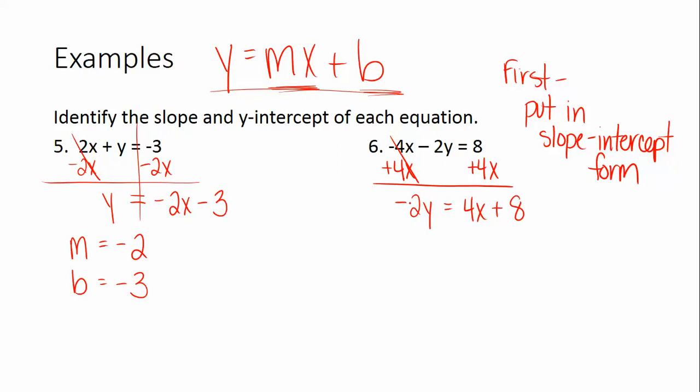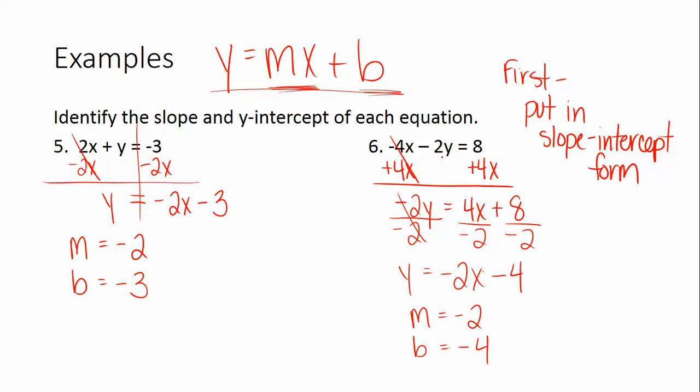Now we need to get rid of this coefficient on the y. This is negative 2 times y. So we get rid of negative 2 through division, but you have to divide everything by negative 2. So we get y equals 4 divided by negative 2 is negative 2x, and 8 divided by negative 2 is negative 4. So negative 2x minus 4. Now our slope is negative 2, and our y-intercept is negative 4. Very different from how the original equation looked. Some of you might have tried to say that the slope is negative 4 because you see a negative 4 in front of the x, but after we rearrange and divide, your slope is actually negative 2.